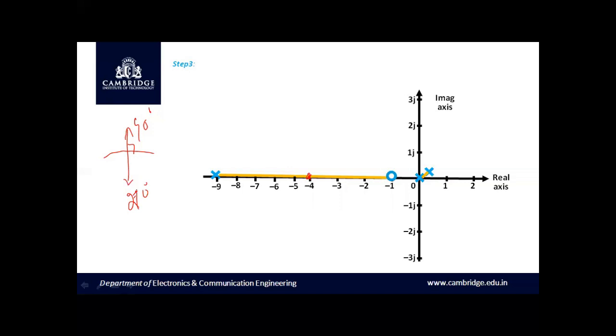So let us extend the angle of asymptotes by dotted line, marking it as 90 degree and 270 degree with centroid as the center of the asymptote. Let us mark the centroid as minus 4 and mark the angle of asymptote 90 degree and 270 degree in the S-plane.